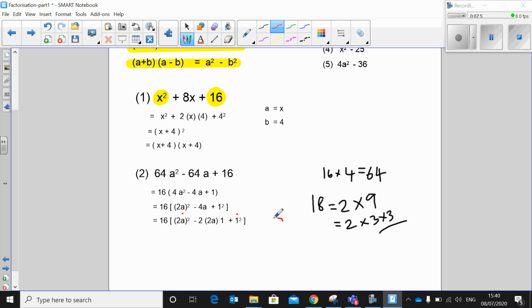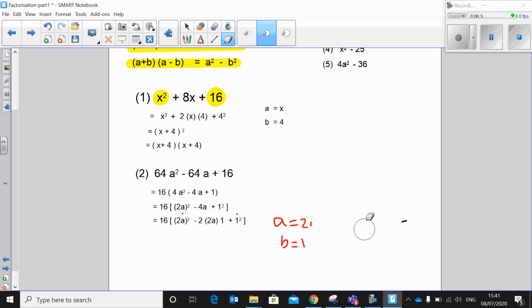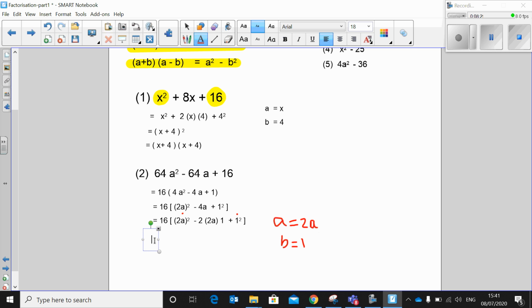So what is a here? a is equal to 2a square. Sorry, I made one mistake. It's 2a, not 2a square. Correct? a square is 2a the whole square, so that means a is equal to 2a. b is equal to 1. Now we have to write the a minus b the whole square. Therefore, which is equal to 16 times 2a minus 1 the whole square, because it is in the form of a square minus 2ab plus b square.